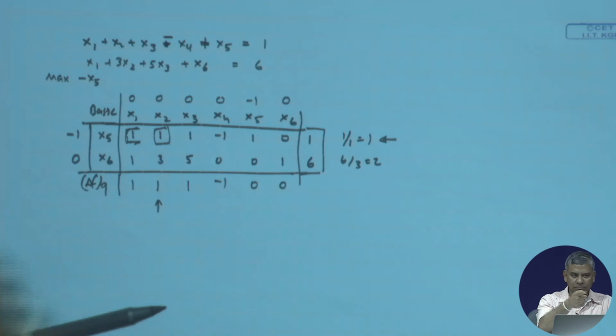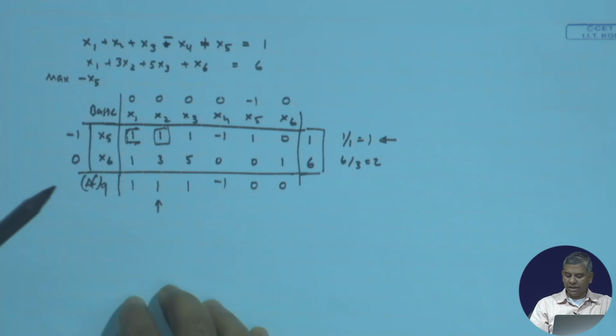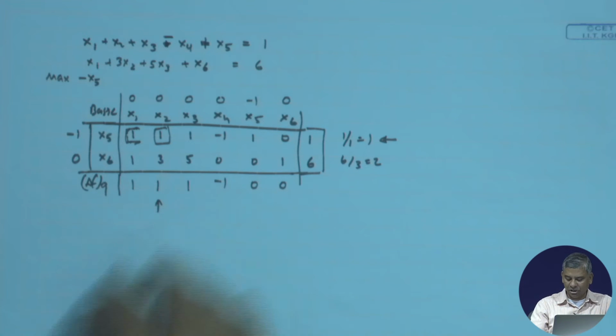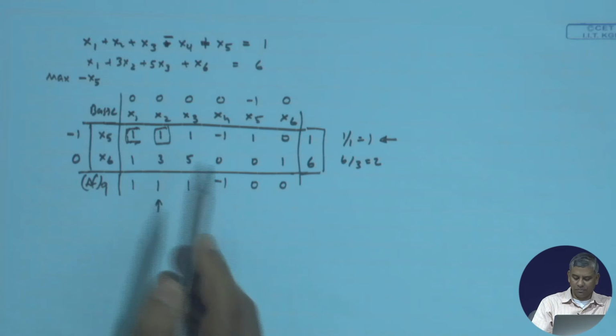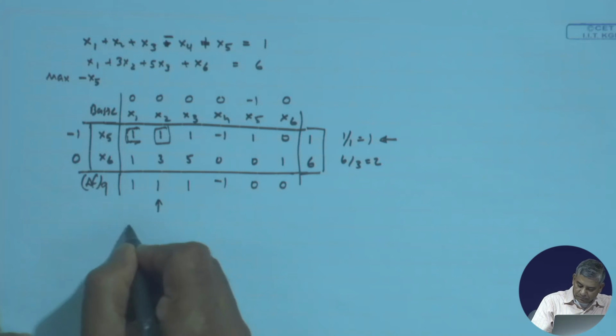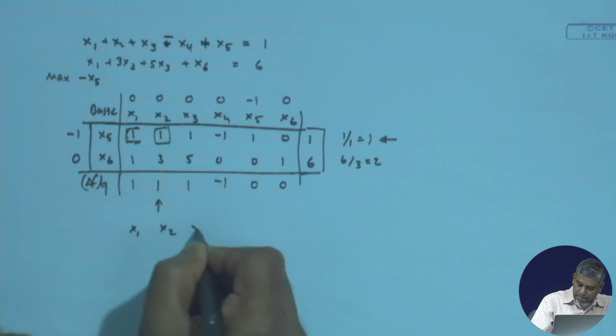Is it okay for you? All right. So then you can write the next step because we still haven't converged. Draw the next table. So in the next table, we have to make, this one is already 1. This one I have to make 0. So what do I do? Again, do the same thing.